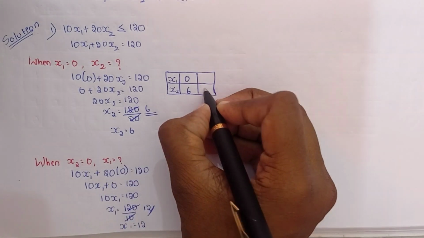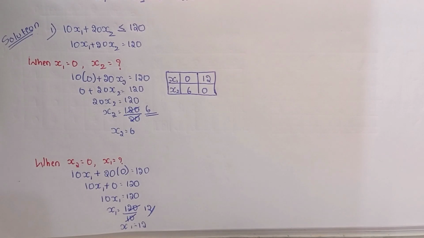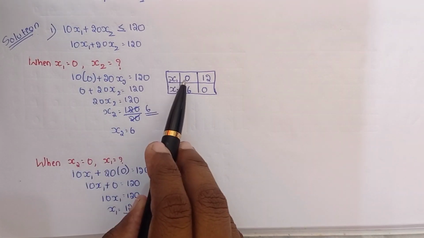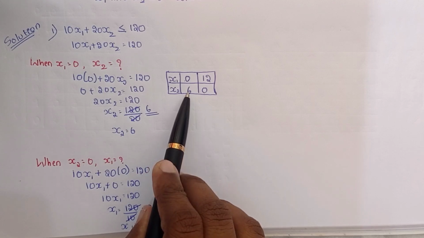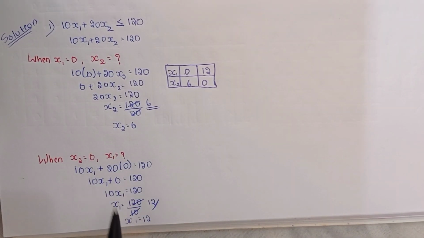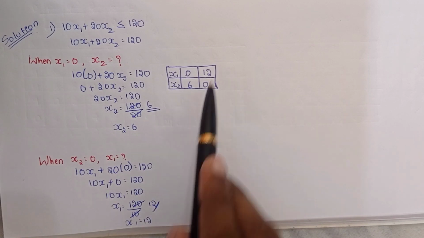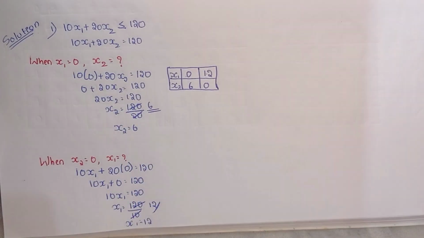When x2 is 0, the x1 value is 12. When x1 is 0, after computing I got the x2 value as 6. When x2 is 0, after computing I got the x1 value as 12. So this is all about the first constraint.